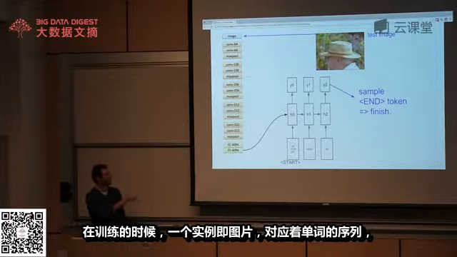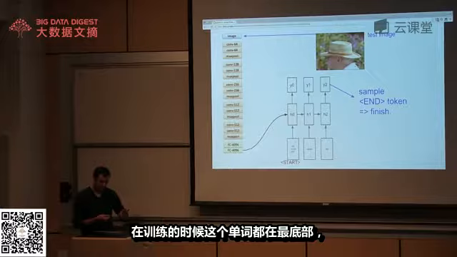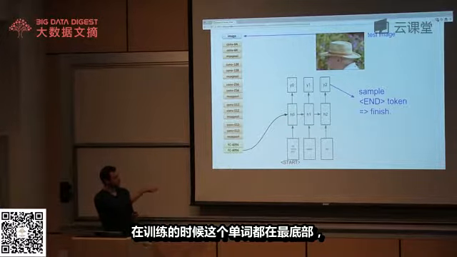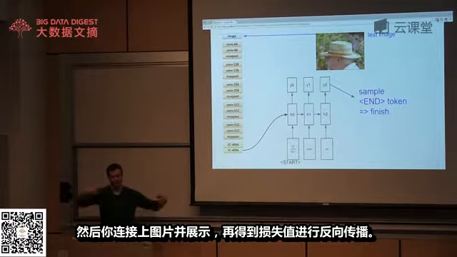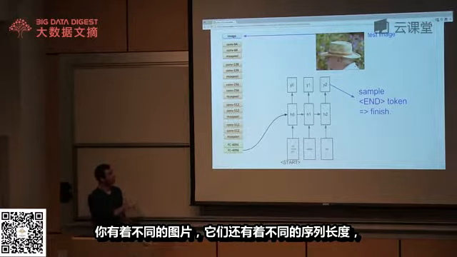Not quite. So at training time, a single instance will correspond to an image and a sequence of words. And so we would plug in those words here, and we would plug in that image. So at training time, you have all those words plugged in on the bottom, and you have the image plugged in, and then you unroll this graph, and you have your losses, and you backprop. And then you can do batches of images if you're careful.